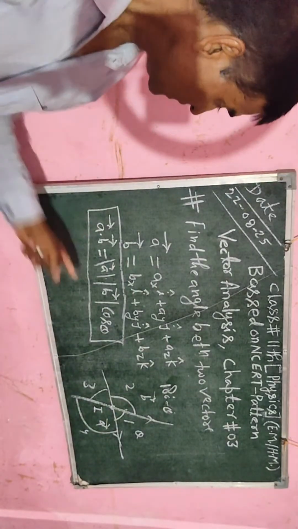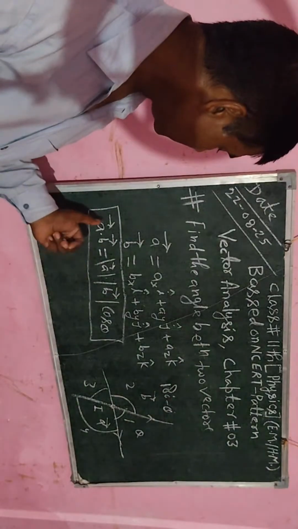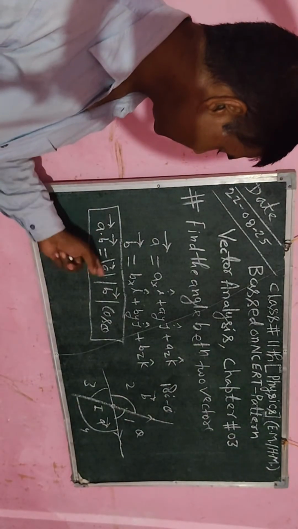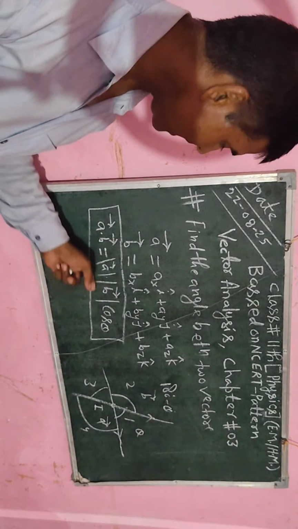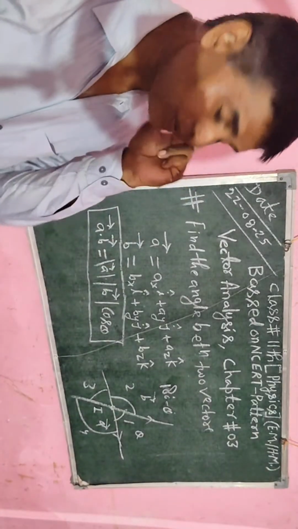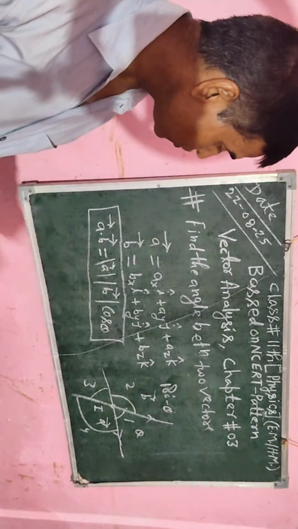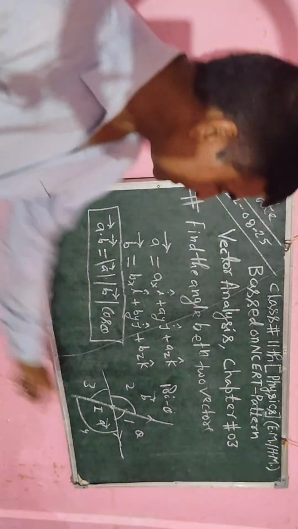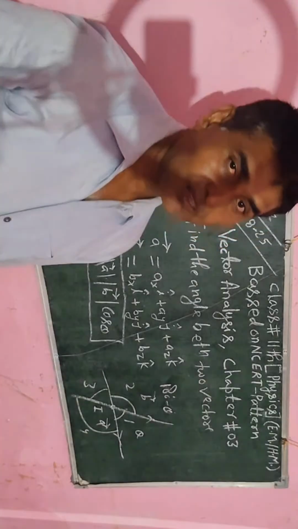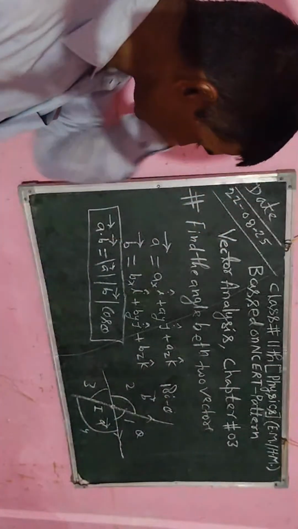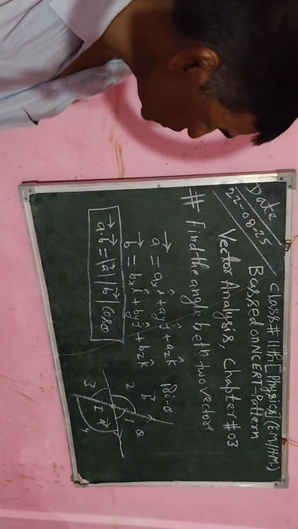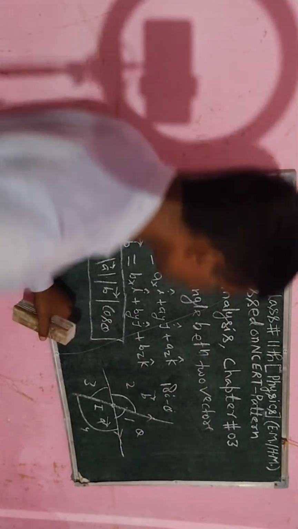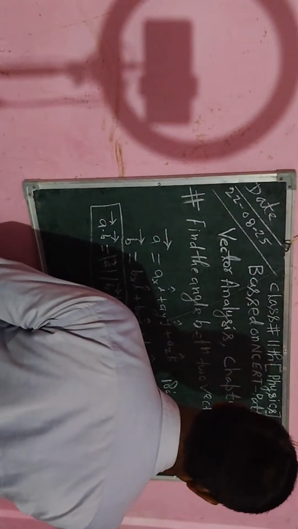So cos theta is equal to vector A dot B divided by the magnitude of vector A and also the magnitude of vector B. So this is the required way to find the angle between given vectors. One vector is A and another vector is B. Okay, so we have to get that angle.